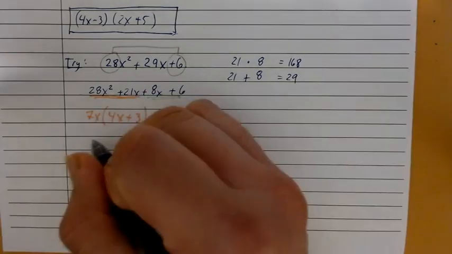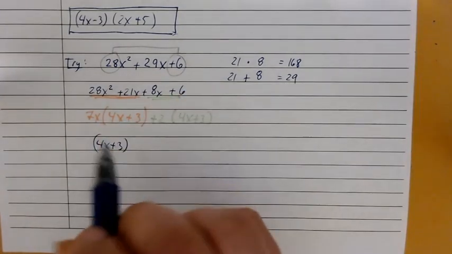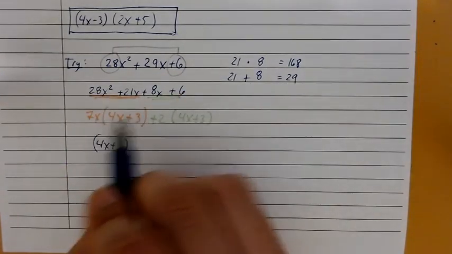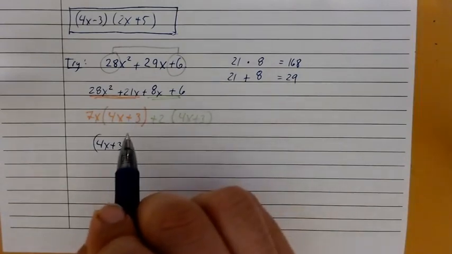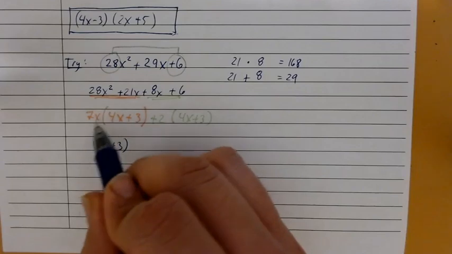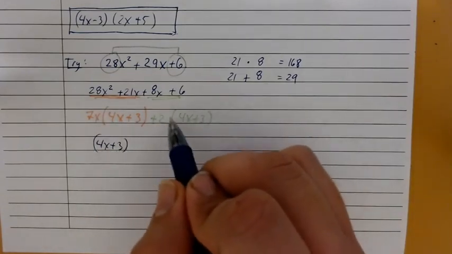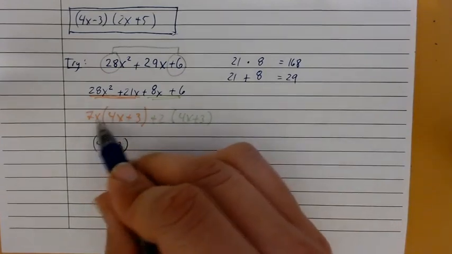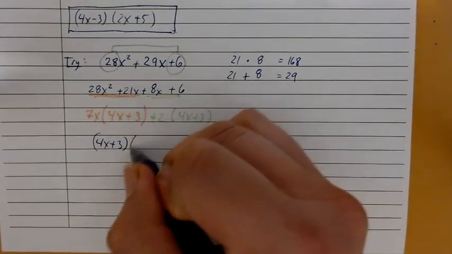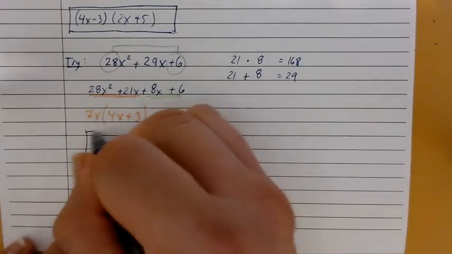So whenever you have a common factor, you factor that out. That becomes your first factor. Your second factor is what happens when you divide these terms by the common factor. If I divide away the 4x plus 3, I'm just left with a 7x here. And if I divide away the 4x plus 3, I'm just left with a plus 2 right here. So 7x plus 2. And that is our factorization.